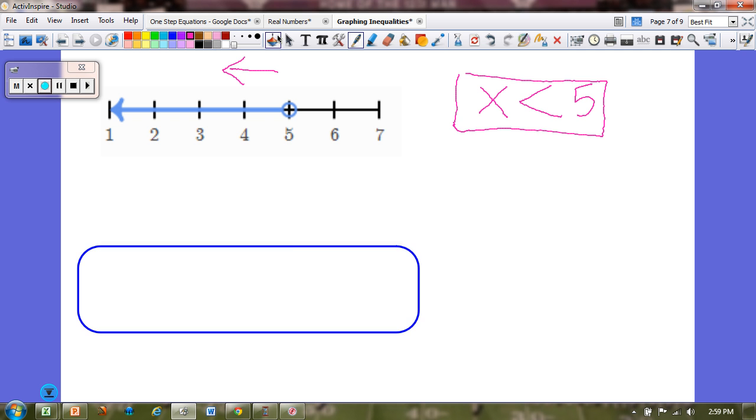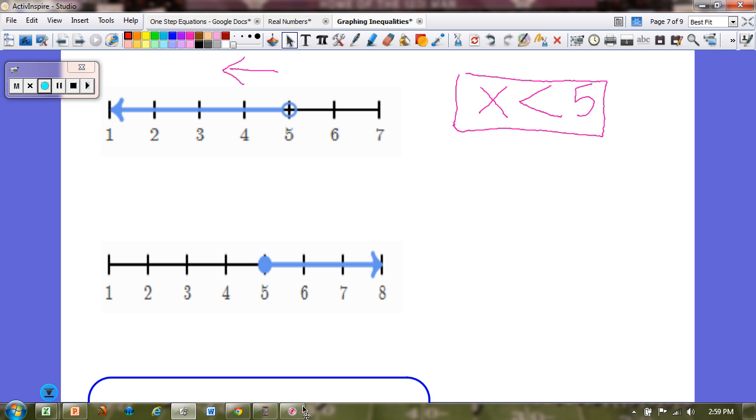Now the next one. Here we have a different one. In this case, we're still working with 5, and we're still going to be working with a variable. So I'm just going to pick x again. Again, you can pick any variable. And 5, and it's pointing this way.